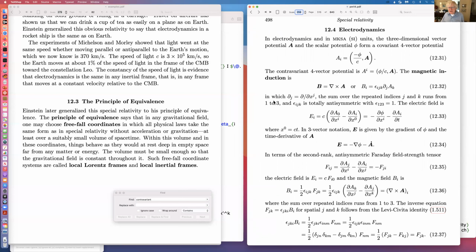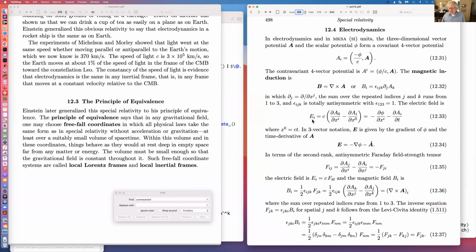And epsilon ijk, this is this totally antisymmetric tensor in which epsilon 1, 2, 3 is 1. So epsilon 2, 1, 3 is -1, and so forth. Anyway, this is just ordinary electrodynamics.